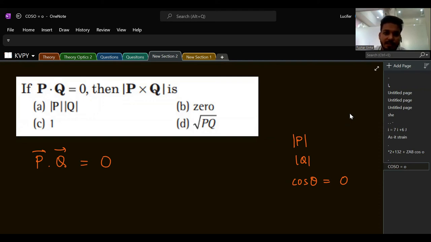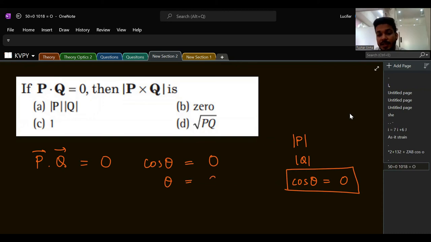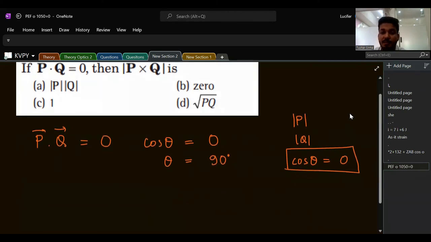In the next statement, it says find out P cross Q. If either P vector or Q vector were a null vector, then you cannot take a cross product like that. So what essentially we have to conclude is that cos theta must be zero. If cos theta is zero, then theta is what angle? Theta is 90 degrees because cos 90 is zero, right? So theta must be 90 degrees. We inferred that.